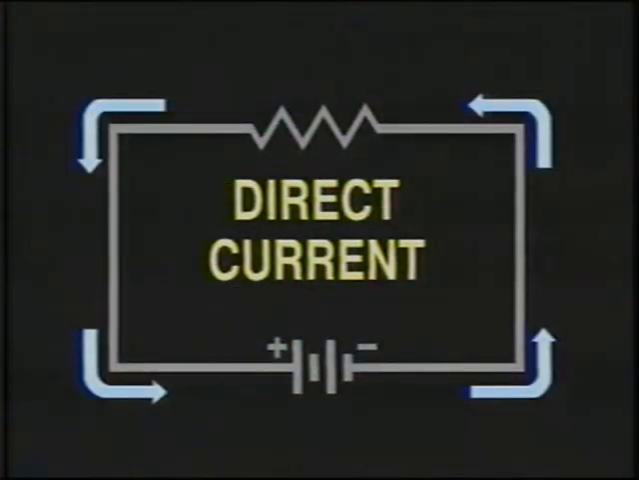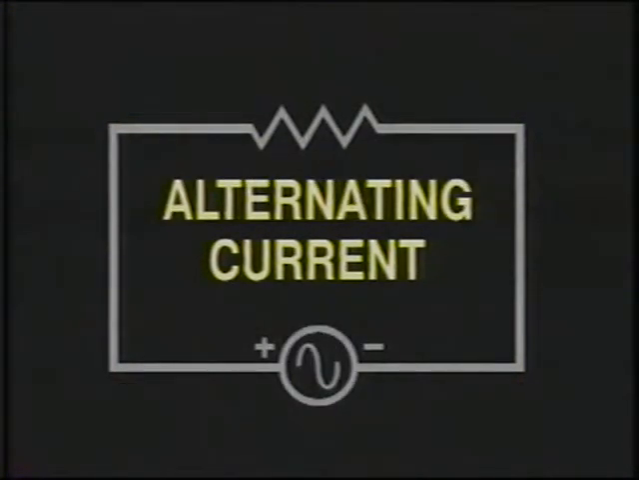In some circuits, the current always flows in one direction, from negative to positive. You already know this to be direct current, or DC. But there's another type of current that doesn't always flow in the same direction. This is called alternating current, or AC. An AC voltage source is indicated by this symbol, which you'll learn more about in the next video.